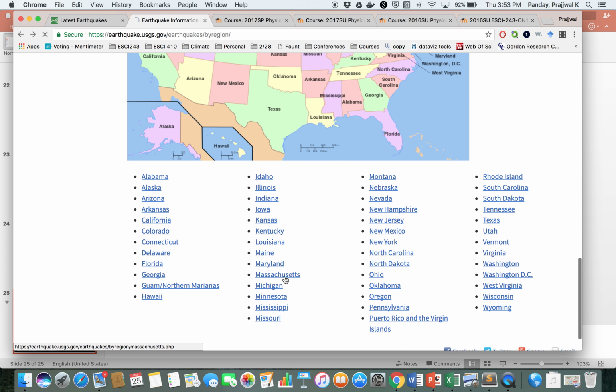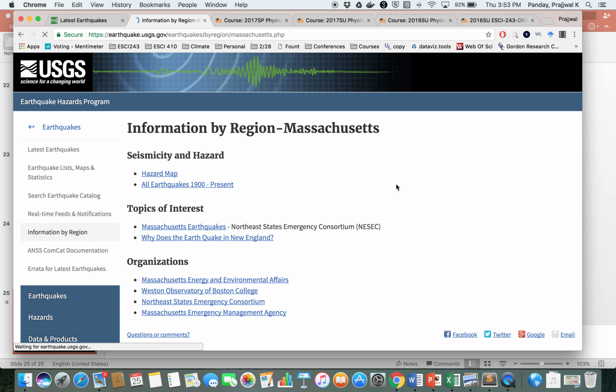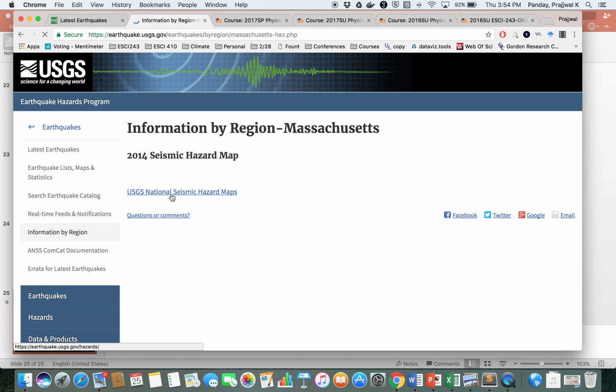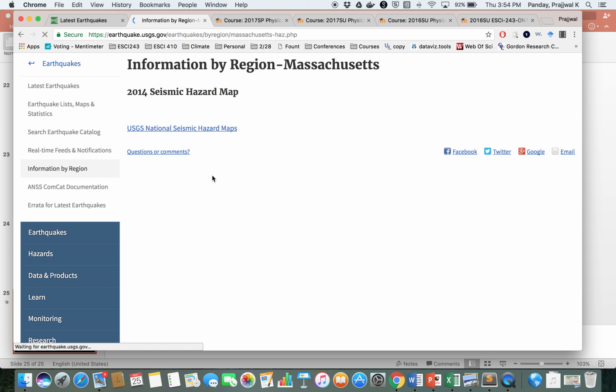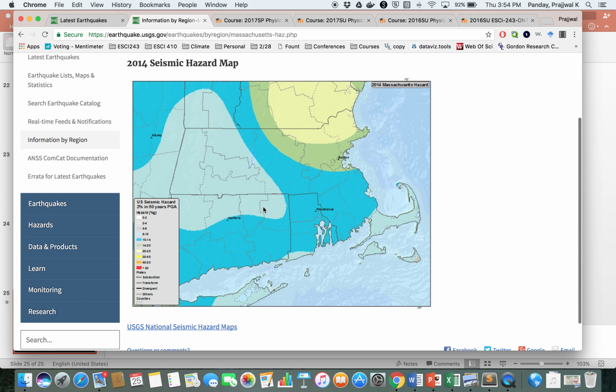Now we can also look at Massachusetts here. And for your assignment, you'll be looking at a couple of the states here. This is a bit slow here. Right, hazard map. So again, for your assignment, you'll be looking at the number of earthquakes for a couple of states. This is the seismic hazard map for the US. As you can see, there are not a lot of red areas for Massachusetts as in California.